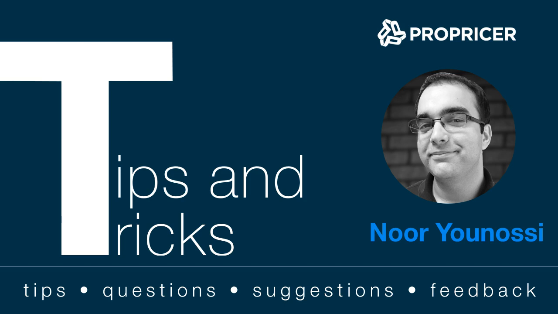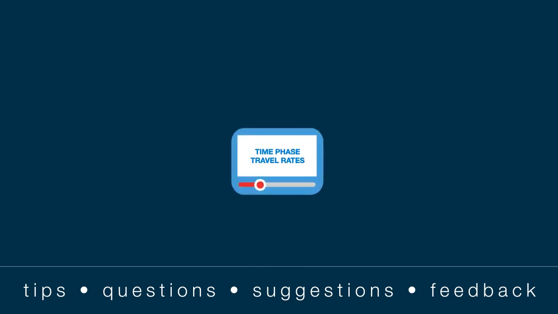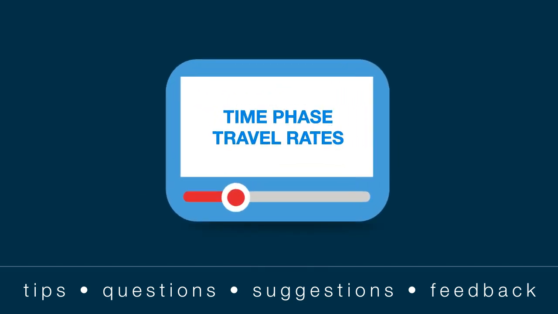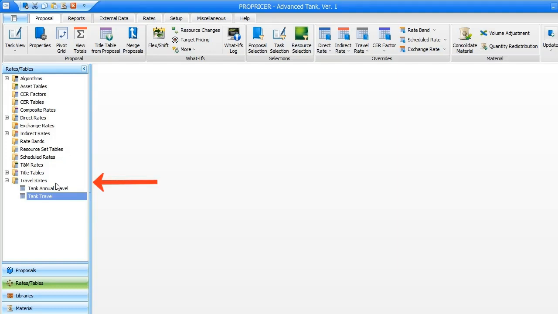We'll cover useful tips and tricks in ProPricer to help you leverage your time better and get things priced. In today's episode, we're going to talk about time-phased travel rates. This feature allows a timescale of your choosing to be assigned to a travel rate table. It also enables live pricing for the travel rates in your proposal. This means that when changes are made to the travel rate table, proposals using the table will be updated automatically.